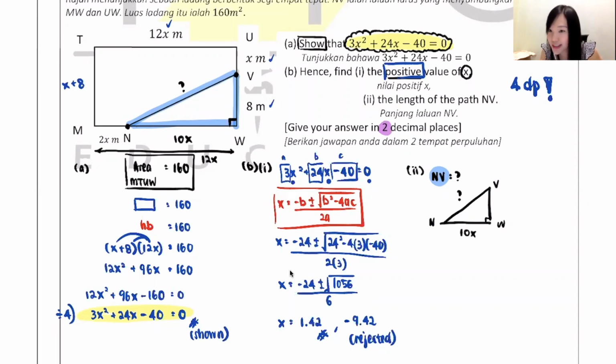I don't think I'll write 10x. You know why? Because you already found the x answer 1.42. Why don't you sub 1.42 inside? If you sub 1.42 inside, do you guys realize? Actually, it's 14.2 cm. Then the height, the height for the right angle triangle is just here, 8. So I know that this part is 8. This part is 14.2. And I want to find this part. So how do I find it?